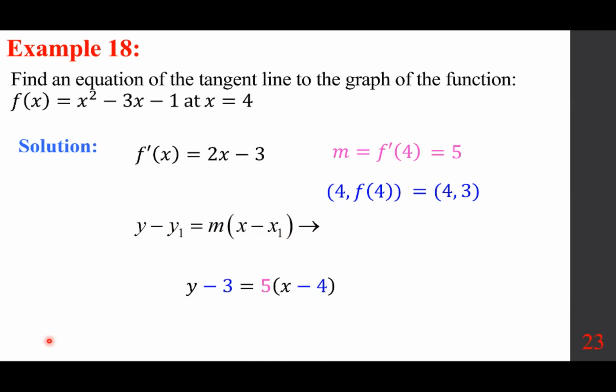And I can write this as 5x minus 20, minus 3 changes to plus 3, and we are done. By the way, this pair belongs to the original function, also belongs to this tangent line. So if you plug in 4, you must get 3. You do, it does work out.